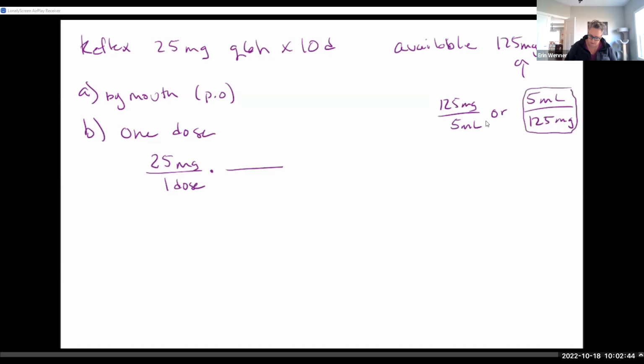right here. So we're going to do 5 milliliters over 125 milligrams, and having those diagonal from each other will allow us to cancel the milligrams out. When we multiply, we're going to do 25 times 5, which is 125. So we have 125 milliliters over 125, which reduces to 1 milliliter per dose.